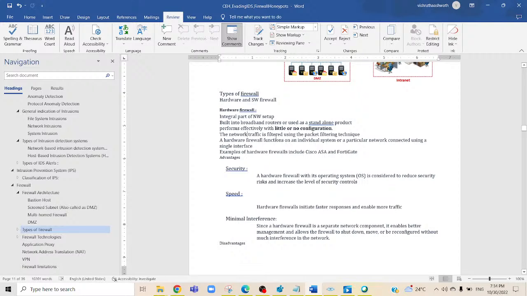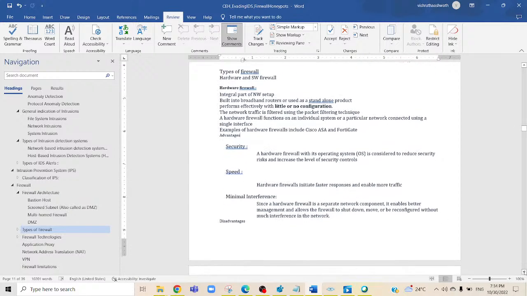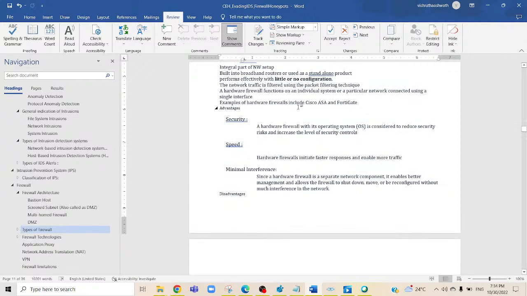The network traffic is filtered using the packet filtering technique. The hardware firewall functions on an individual system or a particular network connected using a single interface. Examples of hardware firewalls include Cisco ASA and FortiGate. So Cisco ASA and FortiGate are some of the examples of hardware firewalls.